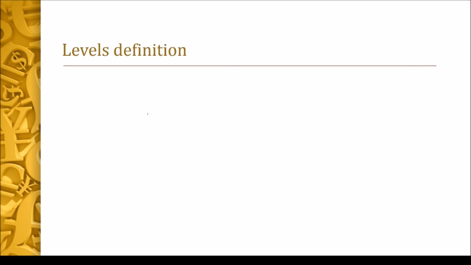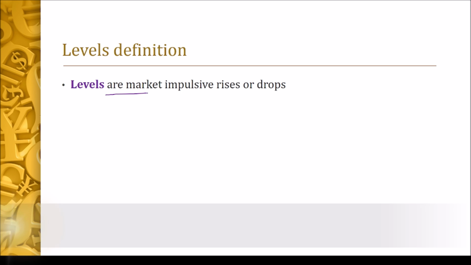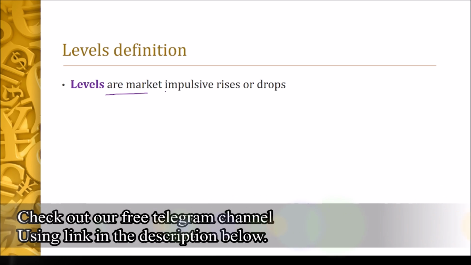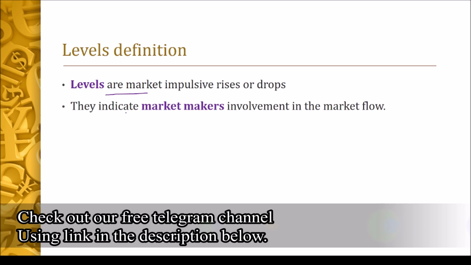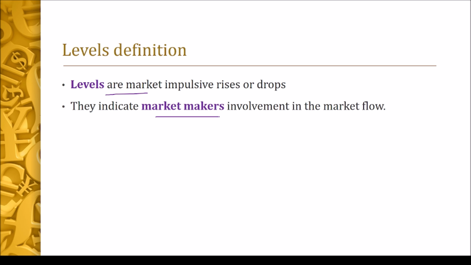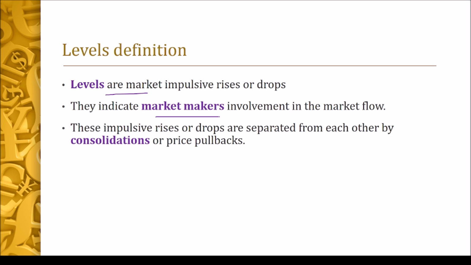The first topic is levels definition, and levels are defined as market impulsive rises or drops, and they indicate market makers' involvement in the market flow. As we said in lecture 1, market makers are guys or companies or even banks, some brokers who have access to large amounts of capital, which allows them to move the market at will by actually altering the supply and demand of currencies. So these impulsive rises or drops are separated from each other by consolidation or price pullbacks.